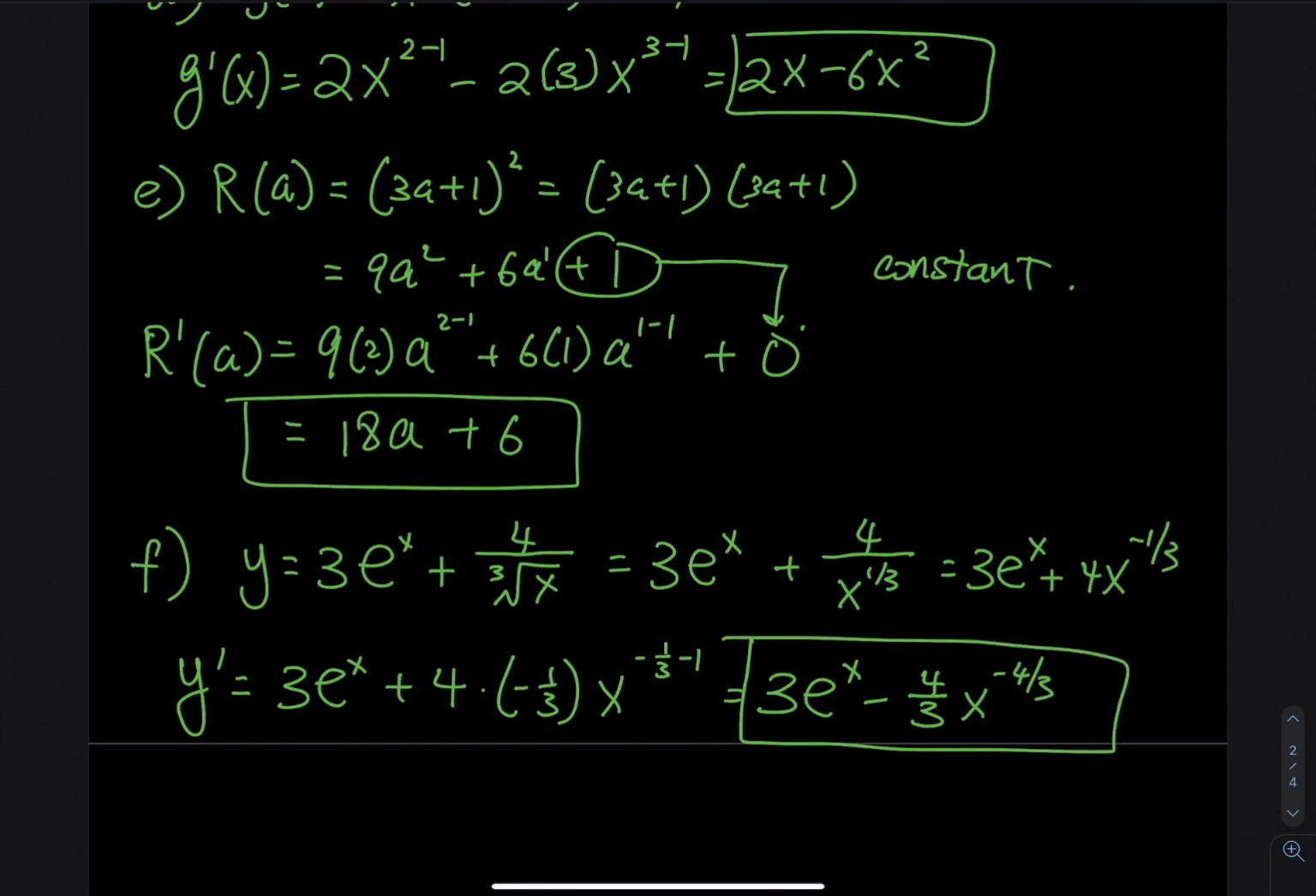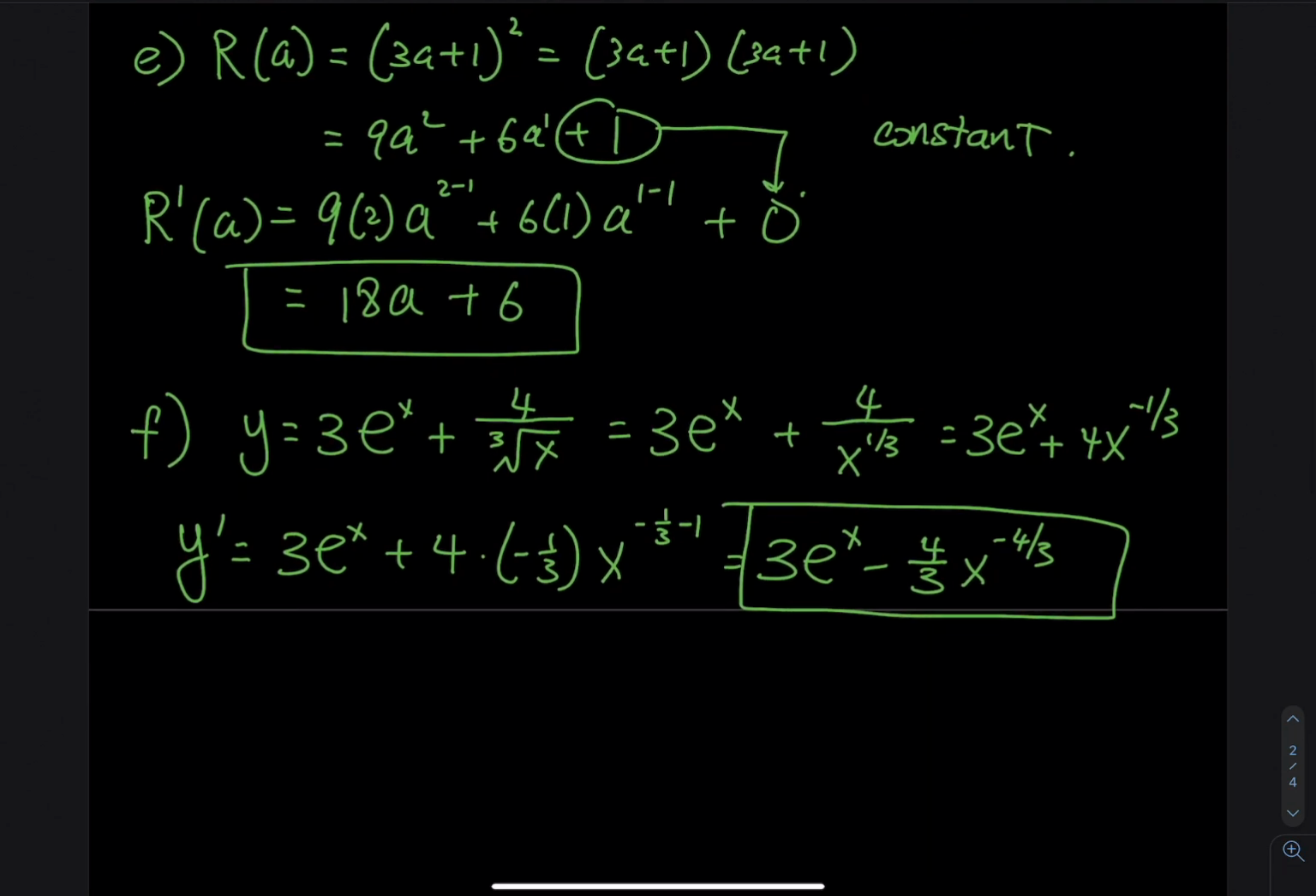If the class that you are taking requires you to put the exponent in positive, then you have to do this. Then 3e to the x, and then minus 4 divided by 3, and then you have to put this back to the denominator. So there is a 1/3, right? So you have a cube root of x to the 4th. So let's do G.